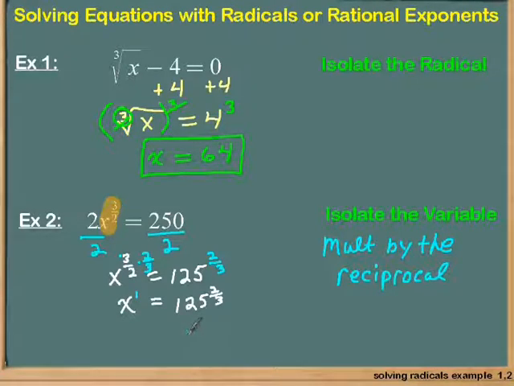Now can you figure out a way for us to simplify this 125 to the 2/3 without using your calculator? Do you remember a skill that we learned on how to rewrite that 125 with a base of, let's say, 5? 5 to the third equals 125, and I still have that 2/3 to multiply by. And when I do that, I'm left with x equals 5 squared, or 25, and that's our answer.